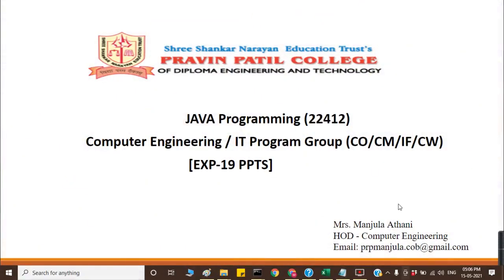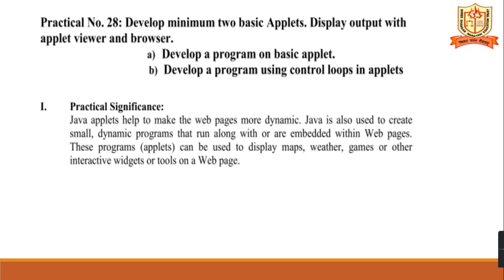So this is experiment number 19. In this we will see the applet. Develop a minimum of 2 basic applets. Display the output with applet viewer and browser. So first one, develop a program on a basic applet, and develop a program using control loops in an applet.